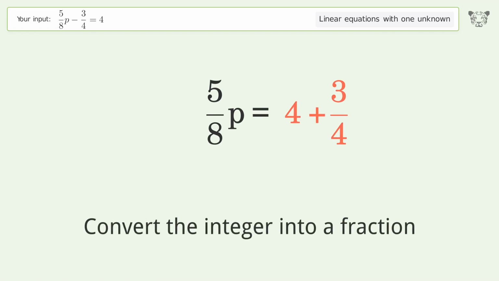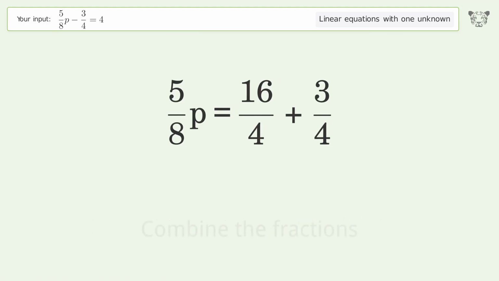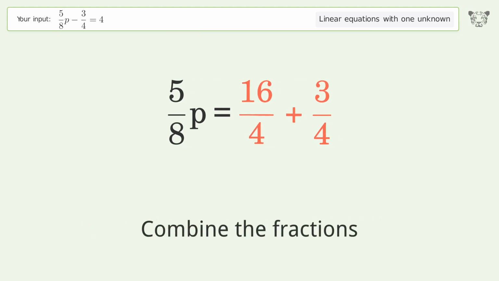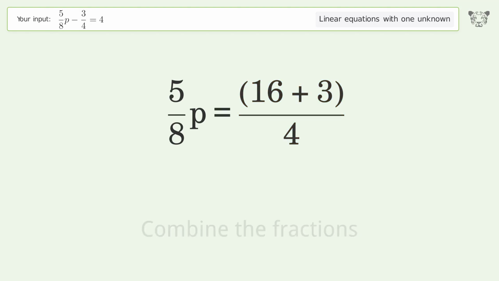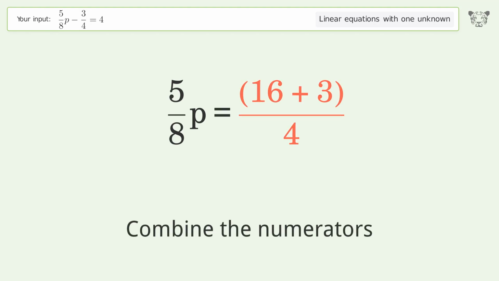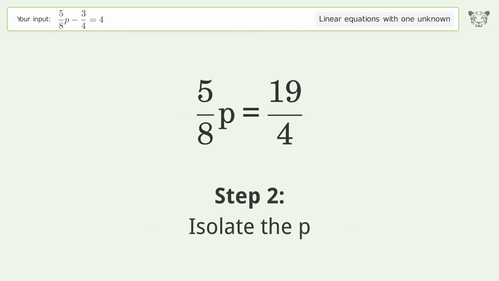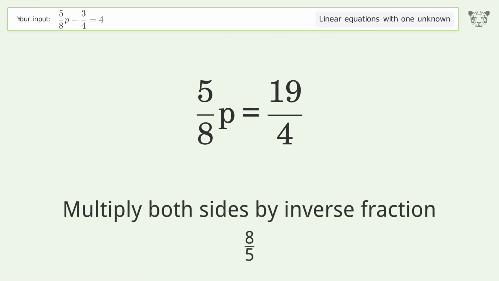Convert the integer into a fraction. Combine the fractions. Combine the numerators. Isolate the p. Multiply both sides by inverse fraction 8/5.